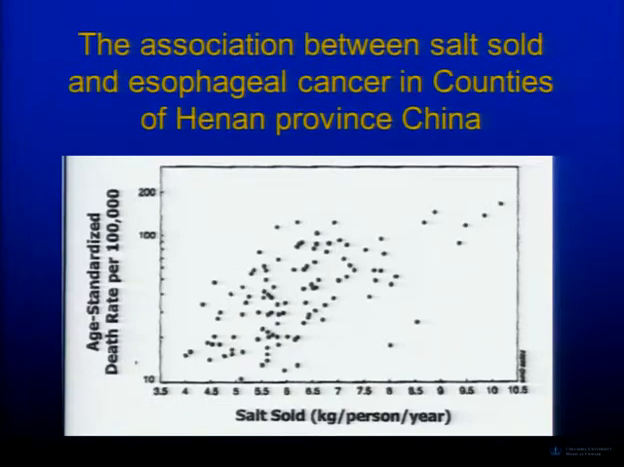So here is looking at salt sold in counties of Henan province in China and esophageal cancer. Here you see salt sold, in kilograms per person per year, and the age-standardized death rate per 100,000. And here is each of these for each of the counties within this province within China. So you can see there's a slightly positive correlation, where the more salt that's sold, it seems like you have, on average, higher esophageal cancer rates within those counties. Again, group level data, so there are some issues that come into play.